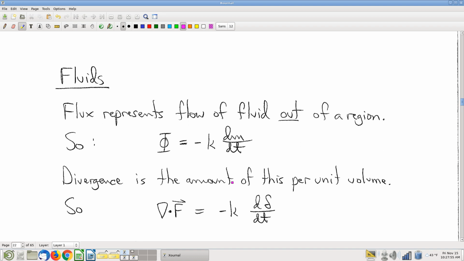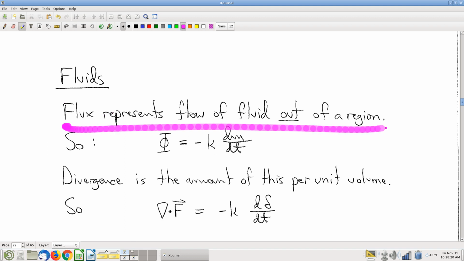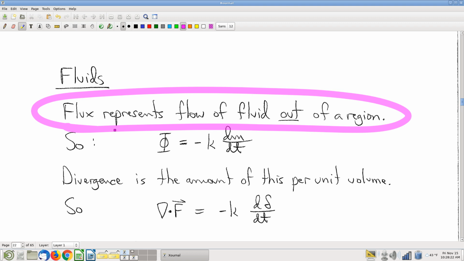So I want to talk about fluids. Keep in mind, Gauss's divergence theorem talks about flux. Flux is really most naturally an interpretation of something involving fluids. So let's think about, in the context of fluids, what does Gauss's divergence theorem say, and what therefore does divergence mean? And now we've already talked about this first part. Flux represents the total flow of quantity of fluid out of a region.